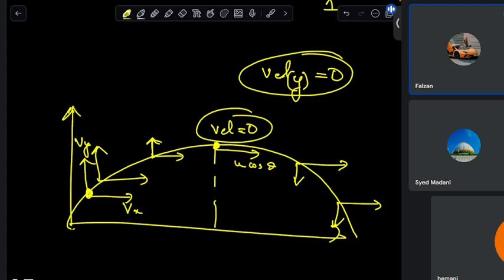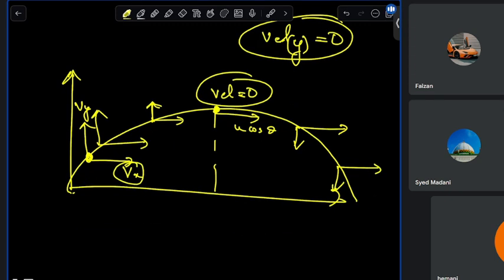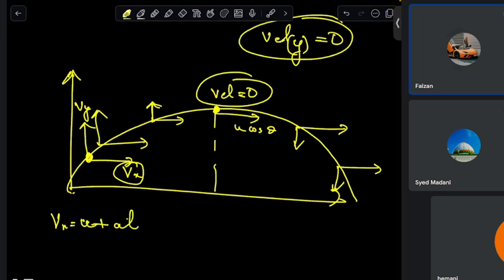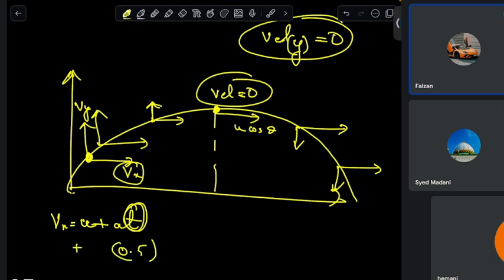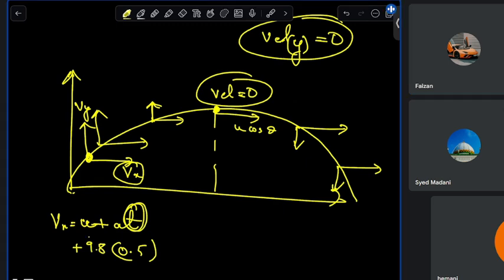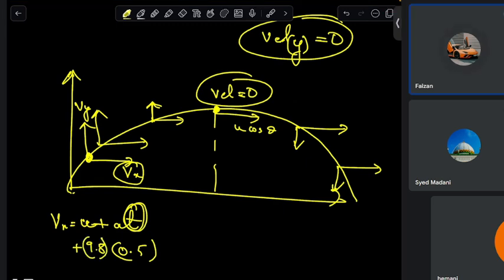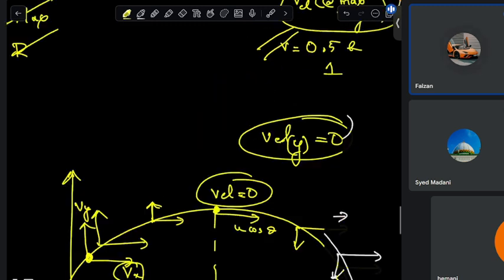I'm trying to teach you the way she has taught you. Vx is equal to u plus at, according to our regular formula. Now this time is given to us as 0.5. Do we know a? 9.8 is taken. But for Vx, a is 0. So axt is 0 itself. I don't know how she did that, sir.